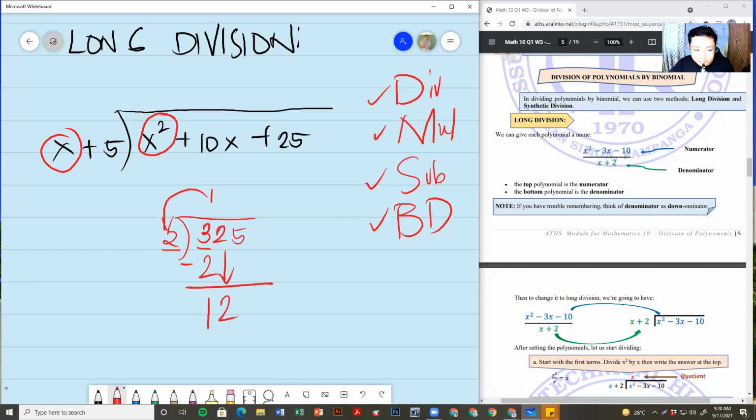Got it? Okay, and then first terms again, 1 and 2. But since 1 cannot be divided by 2, let's get the next one. That becomes 12. So 12 divided by 2 is 6. Multiply 12, subtract to get 0, bring down 5. And then 5 divided by 2 becomes 2. Multiply, that becomes 4, subtract, 1, and that becomes your remainder. That's the process. I hope you were able to review it.